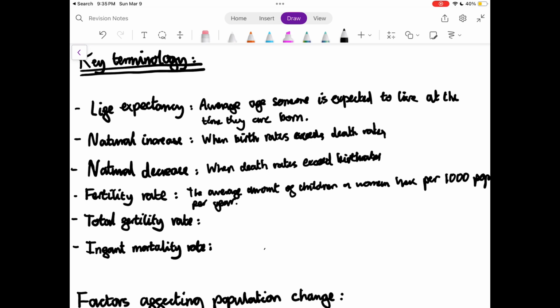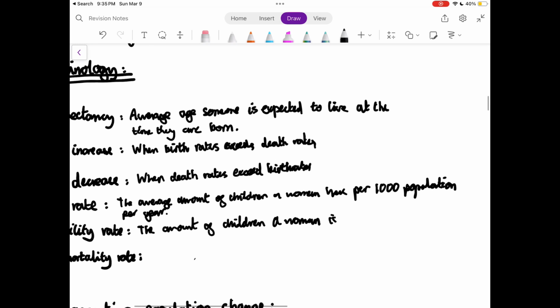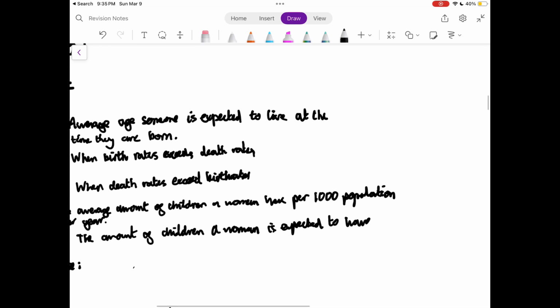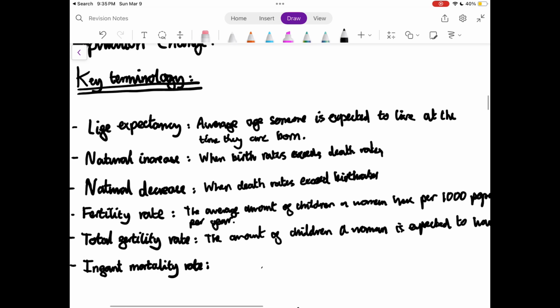So the total fertility rate is the amount of children a woman is expected to have in their lifetime.